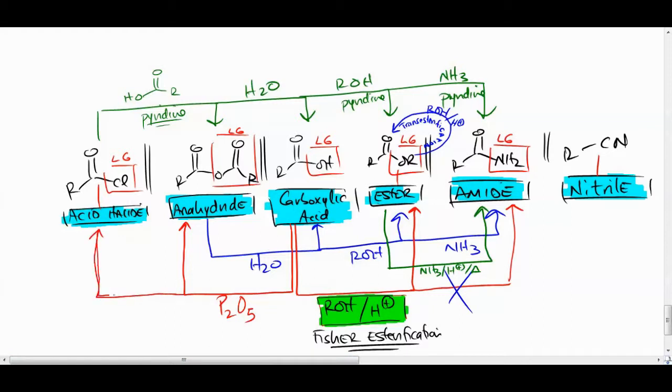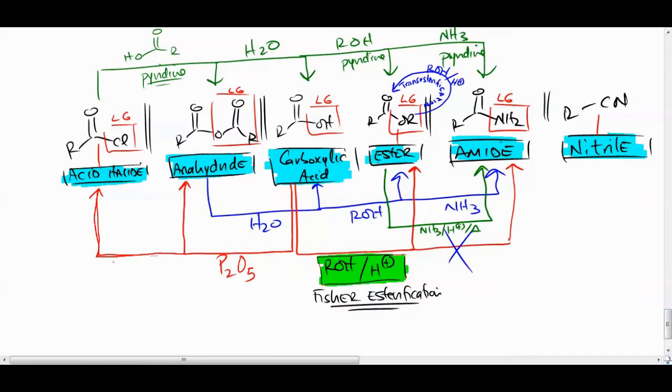There's a reaction where we can go from the carboxylic acid and form the acid halide. Is that the Cl something? SOCl2. Yeah. PCl3.